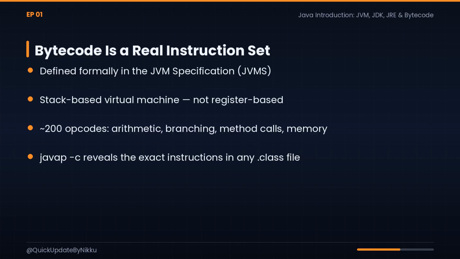Bytecode is not a vague intermediate format, it is a fully specified instruction set for a stack-based virtual machine. Every opcode is defined in the JVM specification with exact semantics. That means bytecode is deterministic and verifiable, which is why the JVM can enforce security guarantees before a single instruction executes. We are about to open a real .class file with Java and read those instructions directly.